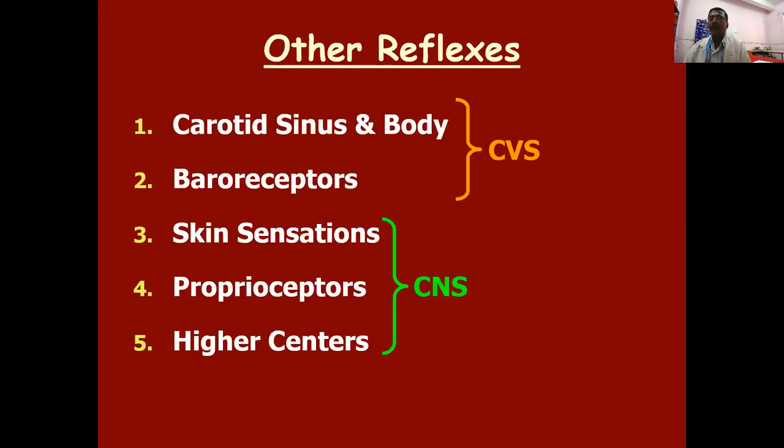And other reflexes are carotid sinus and aortic body baroreceptors, which are controlled from the cardiovascular system, and skin sensations, proprioceptors, and higher centers, that is the central nervous system.